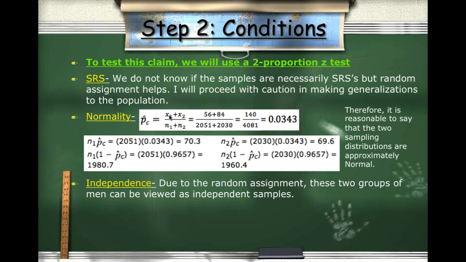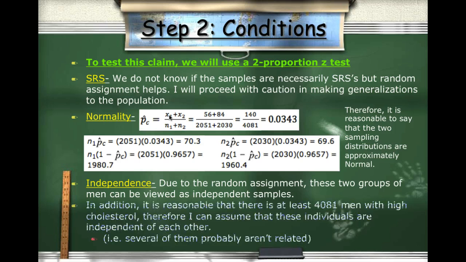Now for independence, due to random assignment, these two groups of men can be viewed as independent samples. In addition, it's reasonable that there's at least 4,081 men with high cholesterol. Therefore, I'm going to assume these individuals are independent of each other. Please note, if they're related, they're not going to be independent, as well as if they all come from the same area, location-wise, they might have some eating or cultural habits that could make them not necessarily independent.